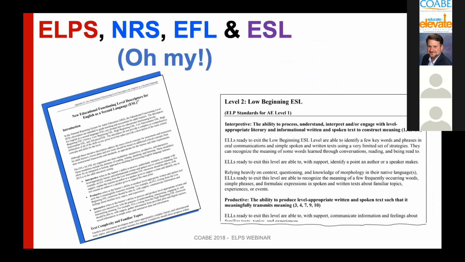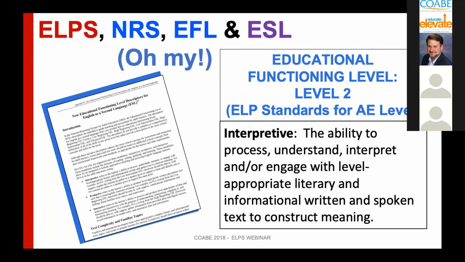And we just wanted to also let you know that in January 2018, new National Reporting System, or NRS, descriptors were released from the Federal Office of Education, known as OCTE, that describe the 6 educational functioning levels for English language learners. And these EFLs, as they're called, are the standards used by the federal government to evaluate and approve the tests for adult learners, such as the CASAS test and the TABE test. The language of these educational functioning levels is almost an exact match to the ELP standards. So by learning about the ELP standards, you're really also learning about these educational functioning levels.